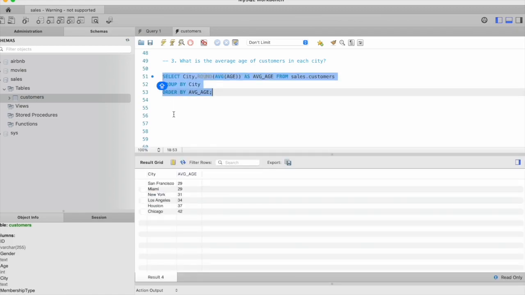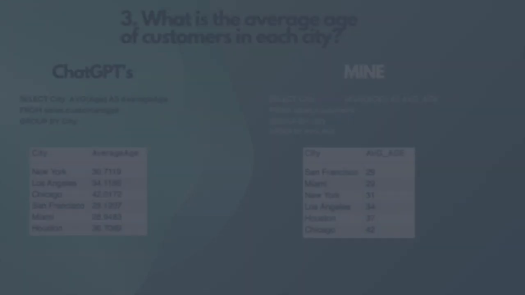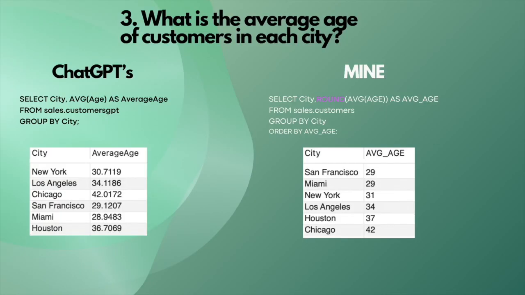We can see we have here our ages. We can see that 29 is the youngest, and it's San Francisco and Miami, and it goes up to 42 in Chicago. We can see that we are rounding numbers, so our numbers are nicer, more presentable, whereas ChatGPT's numbers aren't that presentable. There is no order, it doesn't make sense. It's very important to present our data nicely in order to understand it better.